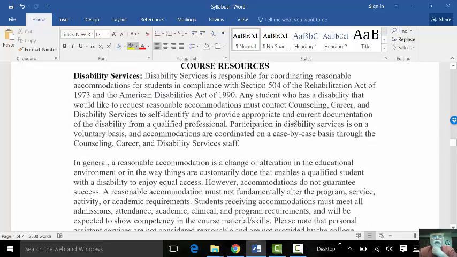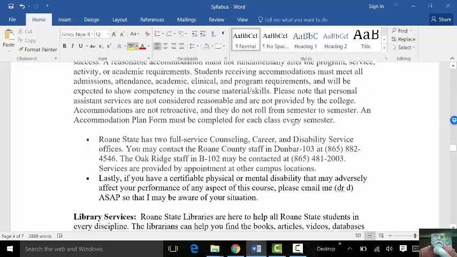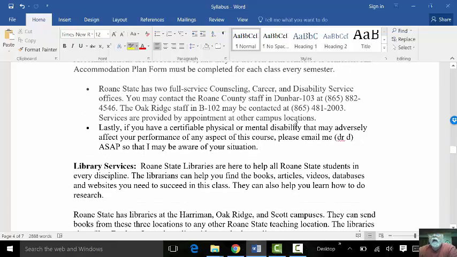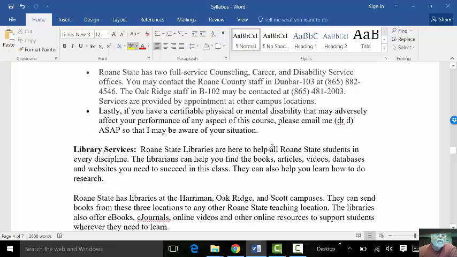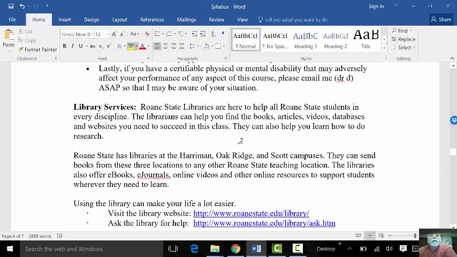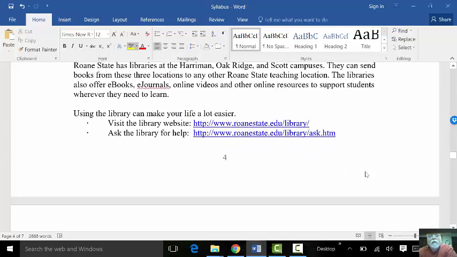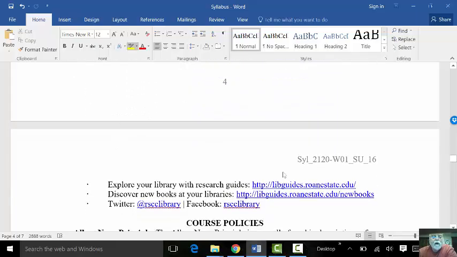Here are some course resources, disability services. So if you have a recognizable disability, contact our disability office. We have a library service. Please use it because it's really good. And there are some websites for our library.